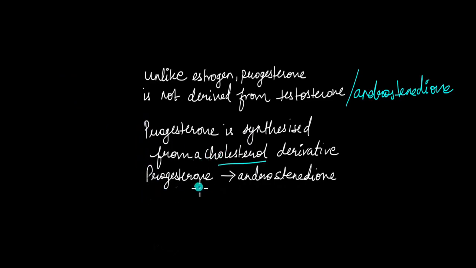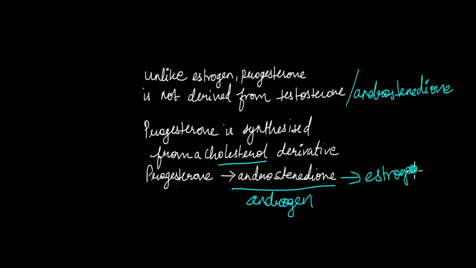What is unique about progesterone is that it can serve as a precursor for the production of androstenedione, which is an androgen, which means that technically progesterone can be converted to androstenedione, which can then be converted to estrogen. So progesterone can serve as a precursor for estrogen as well. Let's talk about the functions of progesterone.